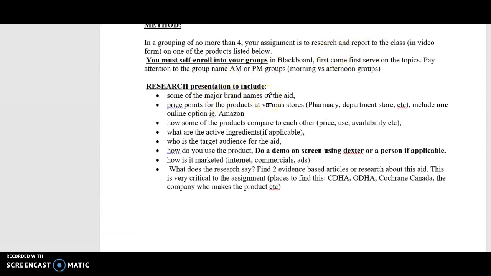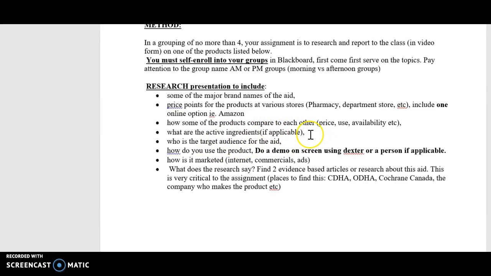So what are the major brand names of that aid? What are some of the price points at various stores? So you will need to decide who's going to go to what stores. We don't need a lot, but a few is enough. So like a Walmart, a Shoppers Drug Mart, for example. Whatever the product is, maybe there's different brands of that same product. How do they compare to each other?